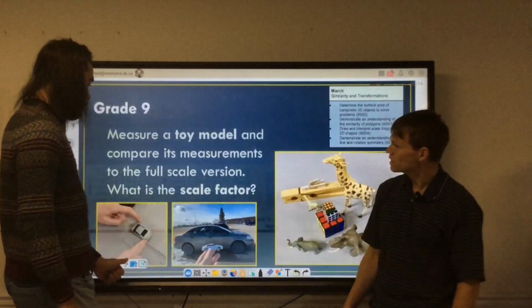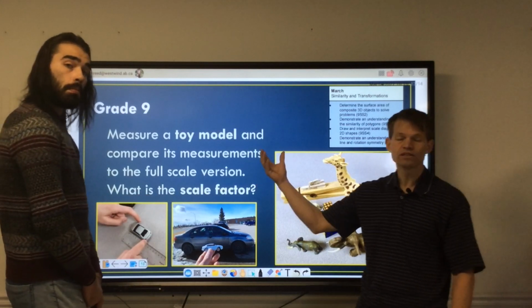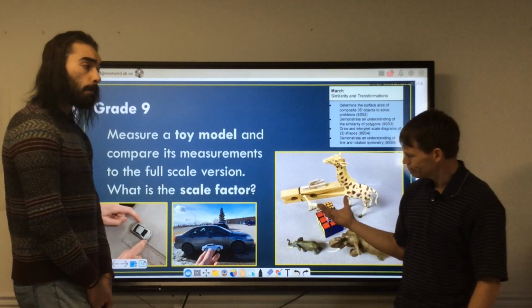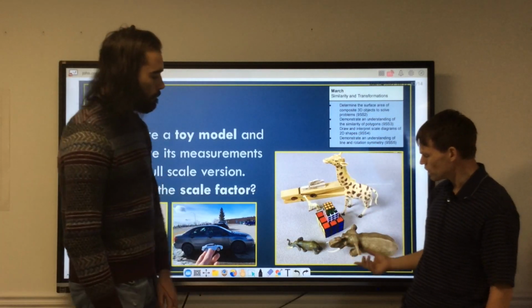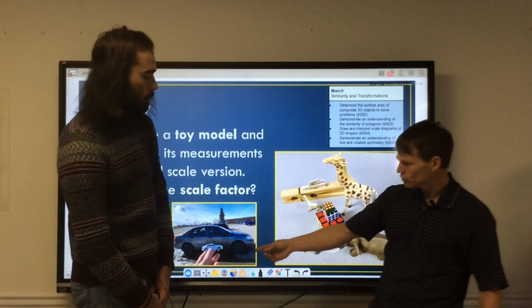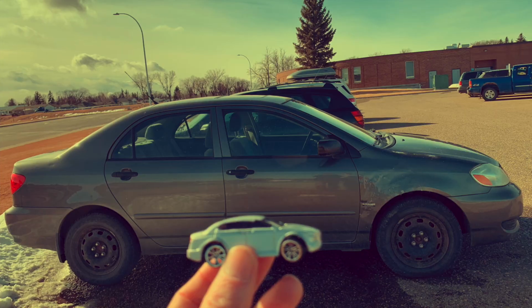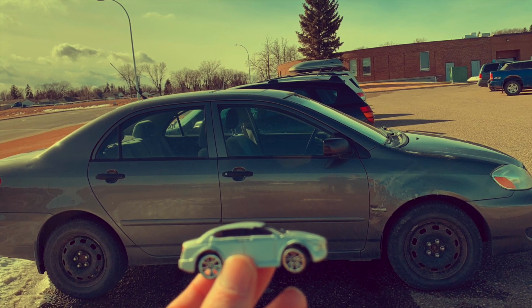Okay. Grade 9s, you're going to take a toy model of something, like a little giraffe, or some elephants, or a little toy car, and you're going to calculate what is the scale factor between the toy and the actual one.